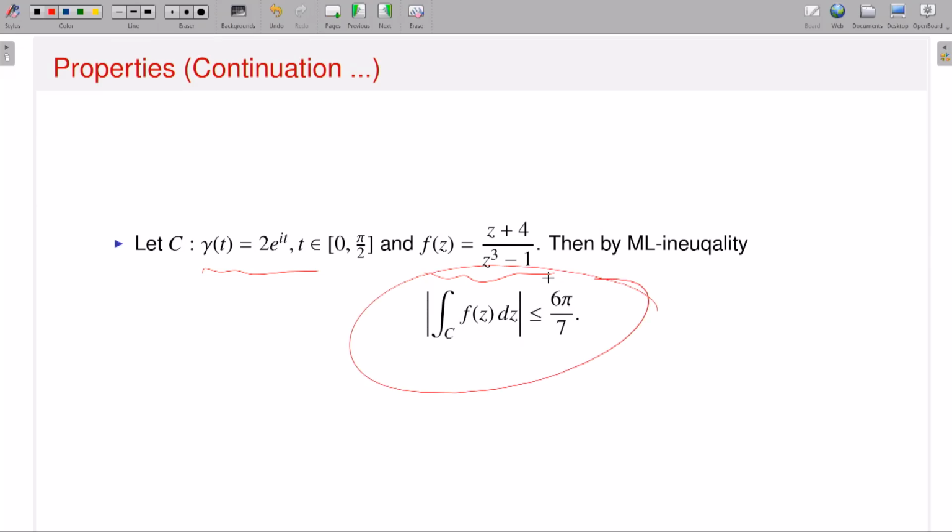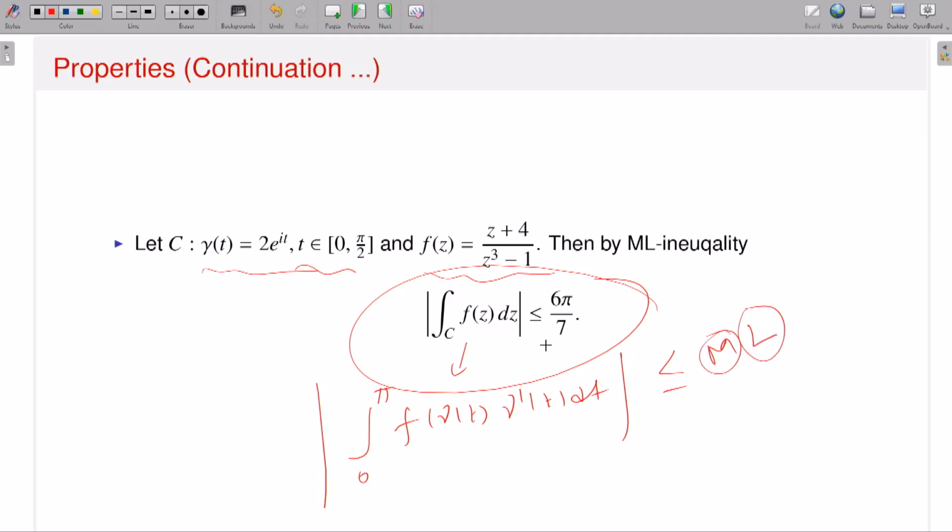And it's also true. Why? You just look at the definitions. My parameterization is given. So this should be the integral from 0 to pi by 2 of f(gamma(t)) gamma'(t) dt, right? And this is dominated by what? M times L, right? What is M? M is the supremum and L is the length. First of all, what is the length of the curve?